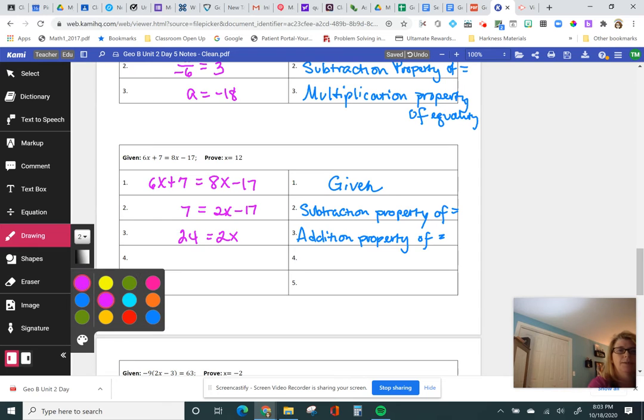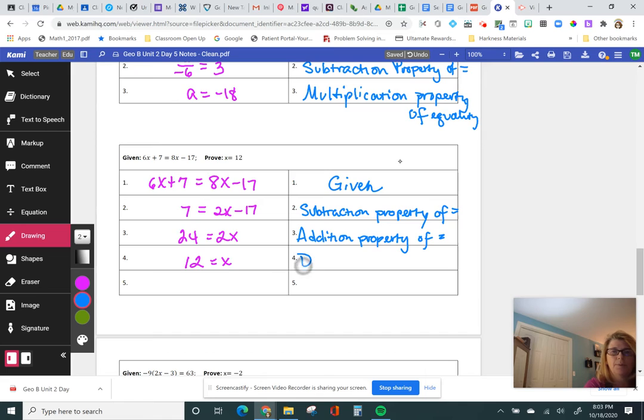All right, next steps here. Well, it looks like I could divide to get the x by itself, and if I divide by 2, I get 12 equals x. And that is the division property of equality.